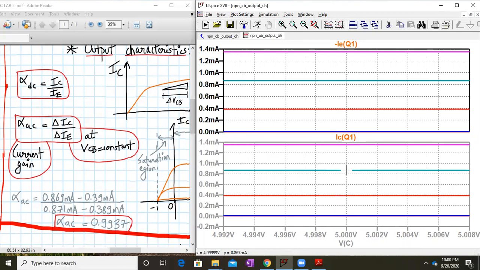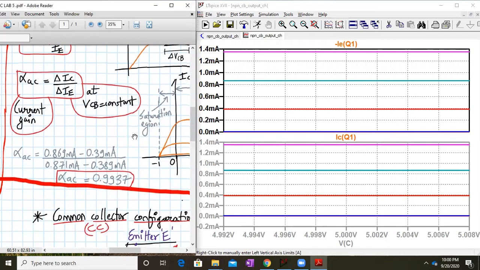The value is around 0.867 milliamperes. And similarly, IC2 will be over here. IC2 is 0.387 milliamperes. Correspondingly, you note down the value of IE also. So IE1 is coming out to be over here 0.872 milliamperes, and over here for the red curve IE2 will be 0.386 milliamperes. So what will be the value of alpha? Alpha will be IC1 minus IC2 divided by IE1 minus IE2.